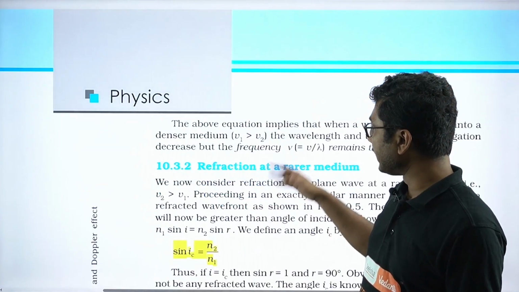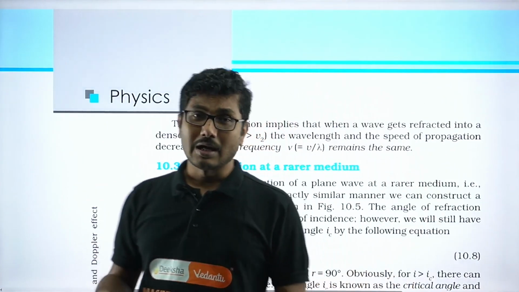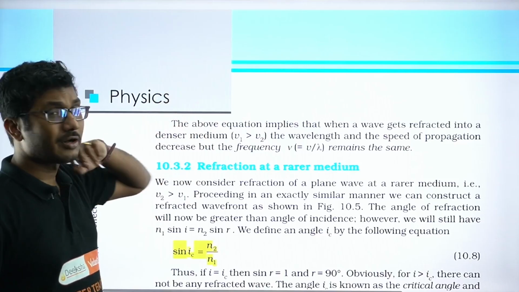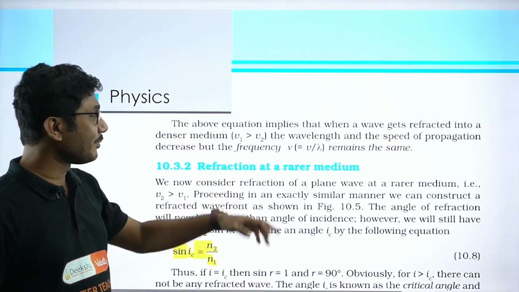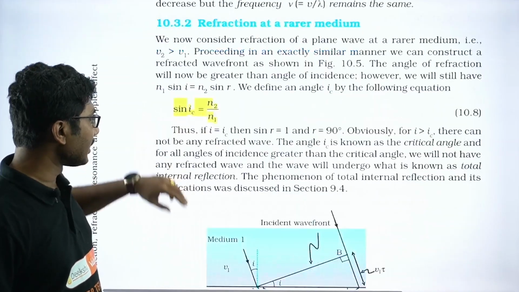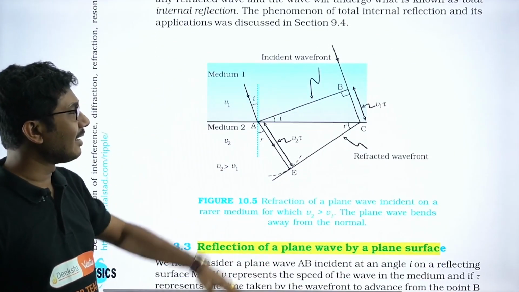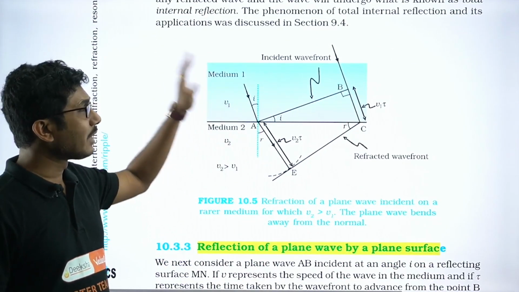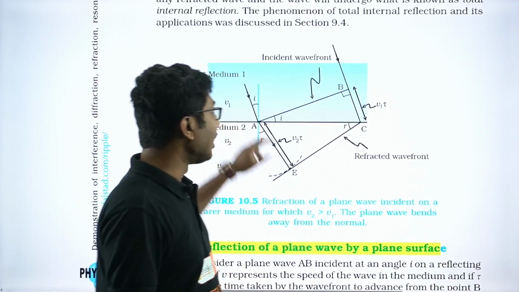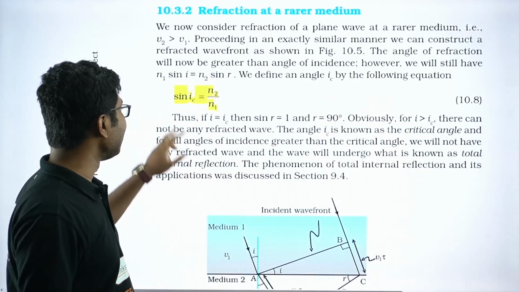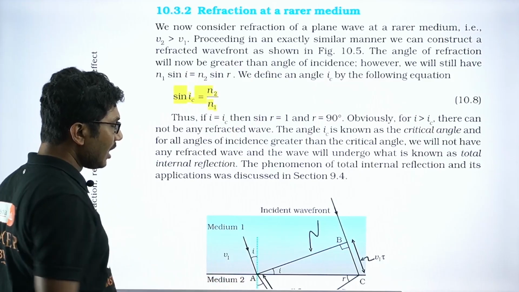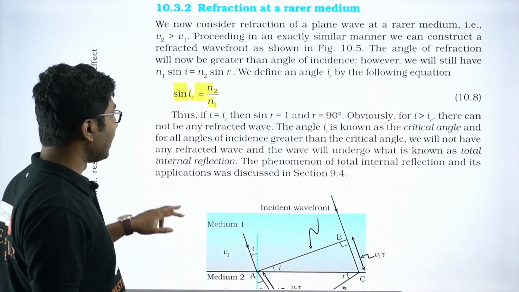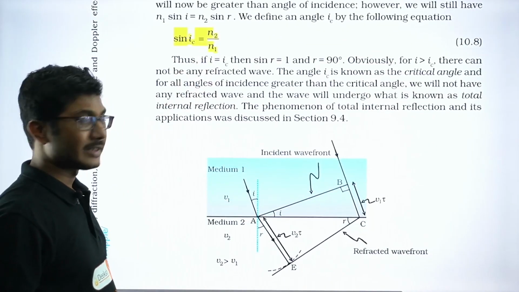Again, it is given for another portion. First we have done it for rarer to denser, then refraction at a rarer medium from a denser medium. So this is the condition for critical angle. Again, this is not required. You can study from the previous one only, and the only thing you have to remember is that for critical angle it is n2 by n1, where n2 is the refractive index of the rarer medium and n1 is the refractive index of the denser medium.